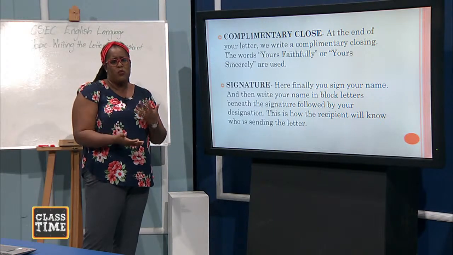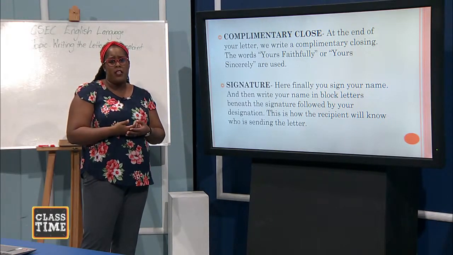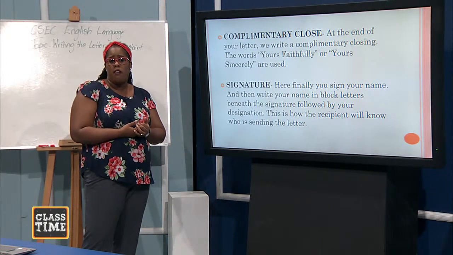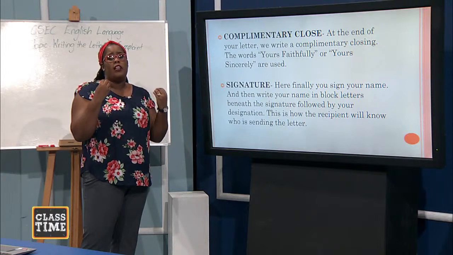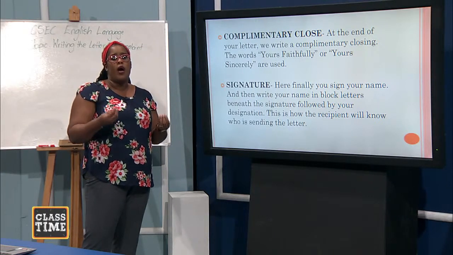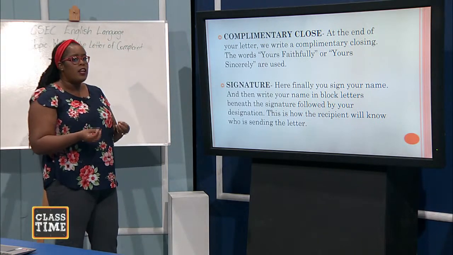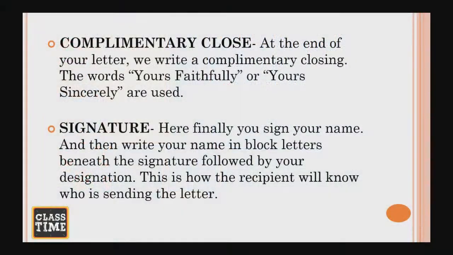In some instances, you do not know to whom you are writing, right? What if you're writing to the CEO? You have to bear all of these things in mind. So it is a formal document, so your tone must be formal, all right? The signature. Here, finally, you sign your name, and then write your name in block letters beneath the signature, followed by your designation. This is how the recipient will know who is sending the letter.